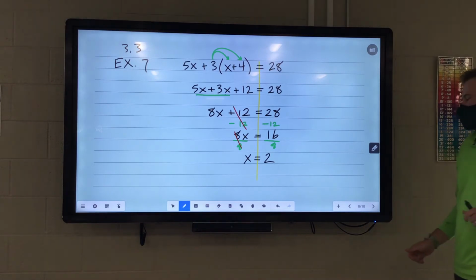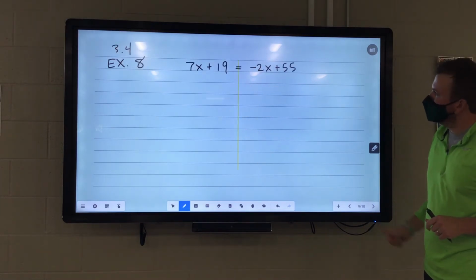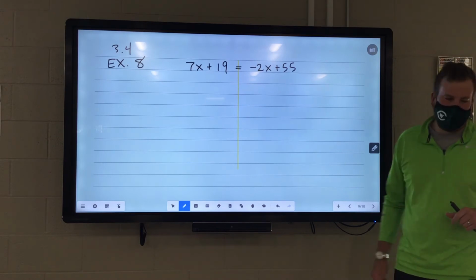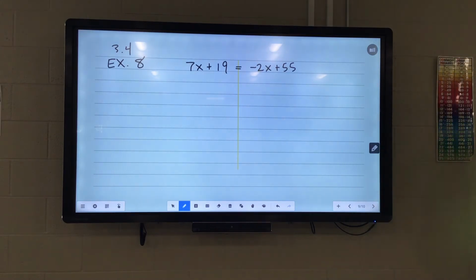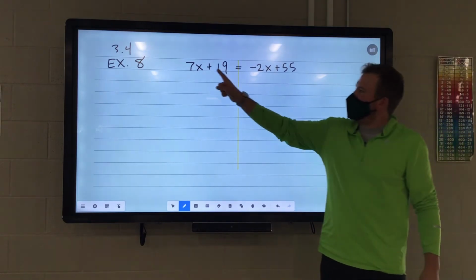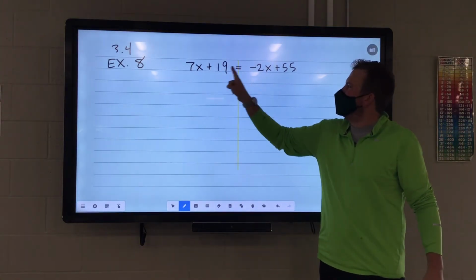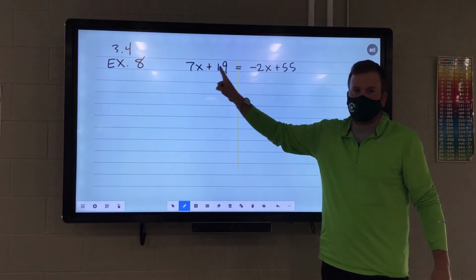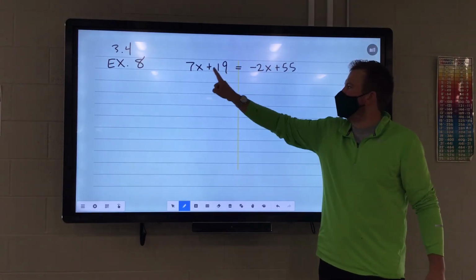Moving forward. Let's go on to 3-4. So in section 3-4, they throw another challenge at us. What they like to do now is they'll put a variable on both sides of the equation.